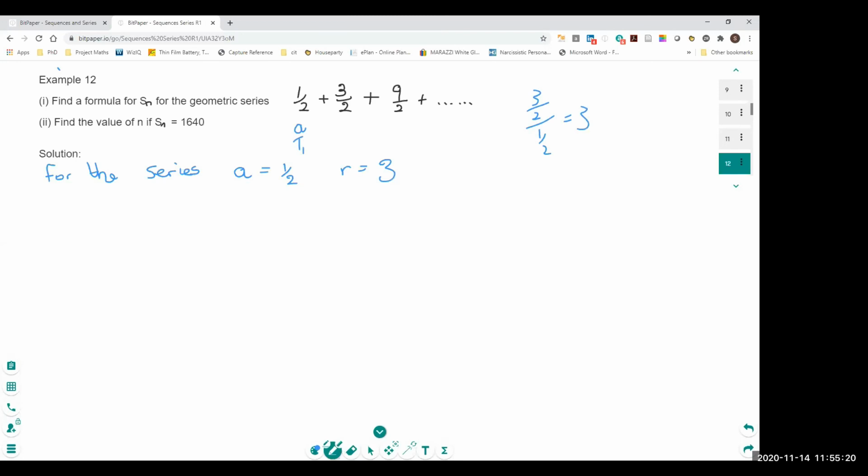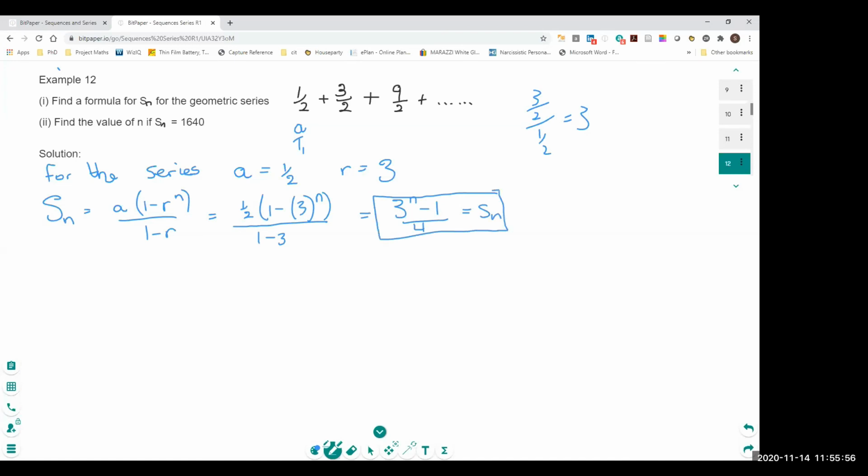And our formula for S of n is, pop it all in, a times 1 minus r to the power of n all over 1 minus r, which is equal to a half times 1 minus 3 to the power of n, all over 1 minus 3, which is equal to 3 to the power of n minus 1, all over 4. That's your formula. That's what they want from you. You can't simplify it any more than that. That's your answer. Okay? Part 2.